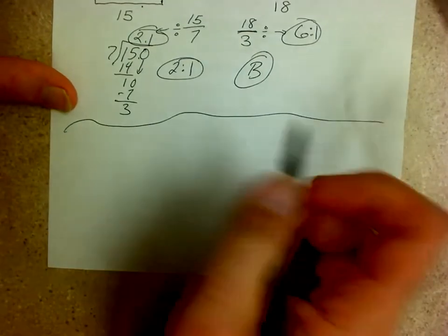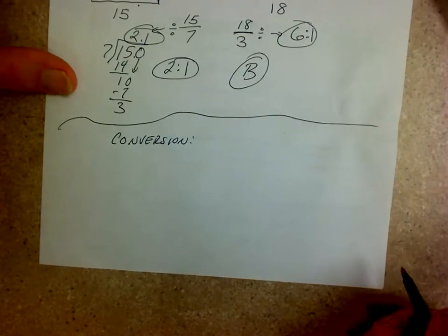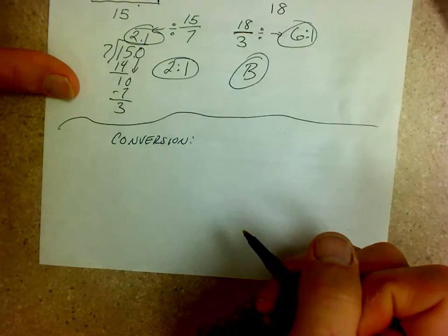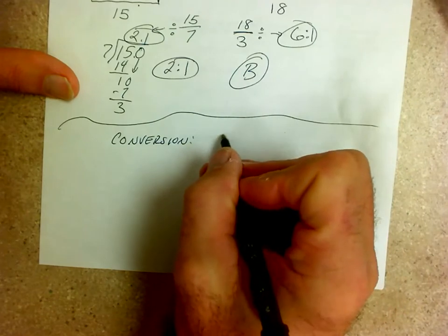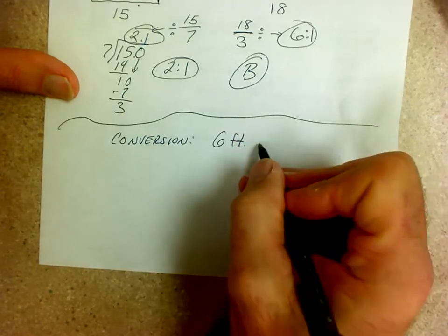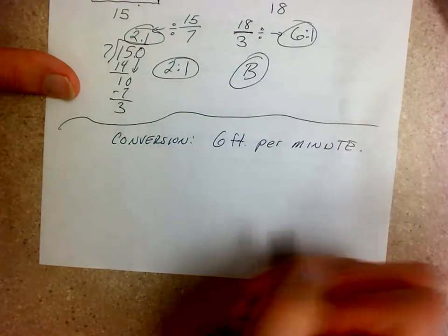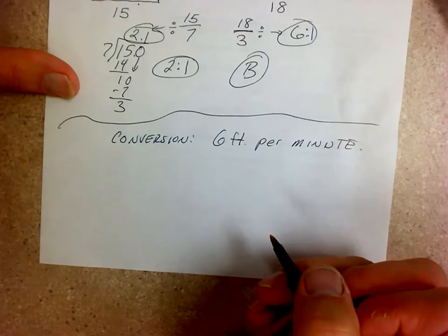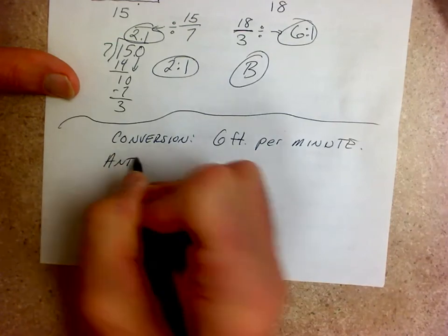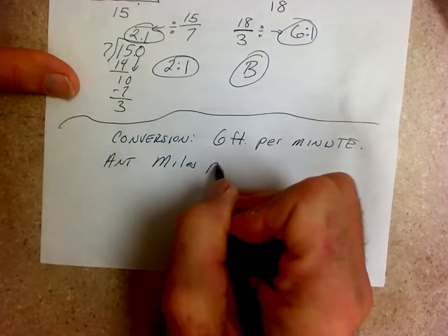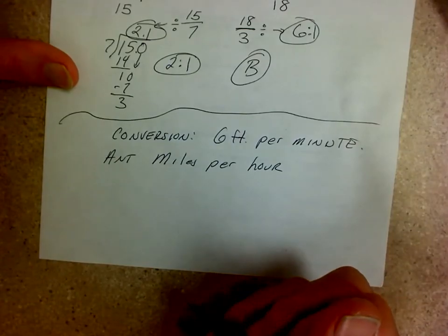We could also have to do some conversion with our ratios. So for example, we might watch an ant that's crawling across the ground, and that ant may travel at a speed of 6 feet per minute. So the question might be, how fast is that ant in miles per hour?